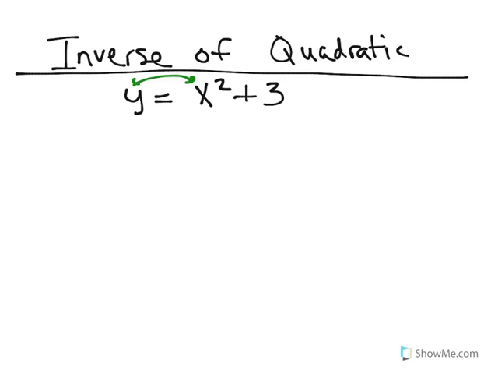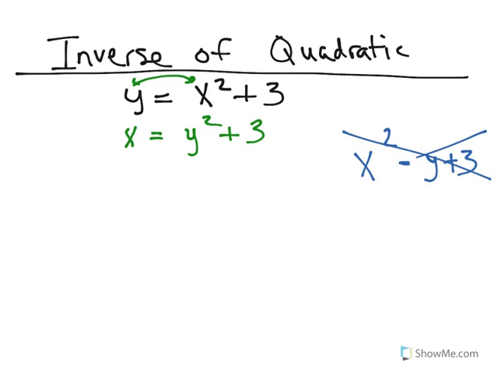So notice when I switch that, this now becomes x equals y squared plus 3. Now, when I say switch the x and y's, this does not become x squared equals y plus 3. That is incorrect because you're not switching the x and y's. So, what you need to do is once you have it switched, now we're going to solve for y.